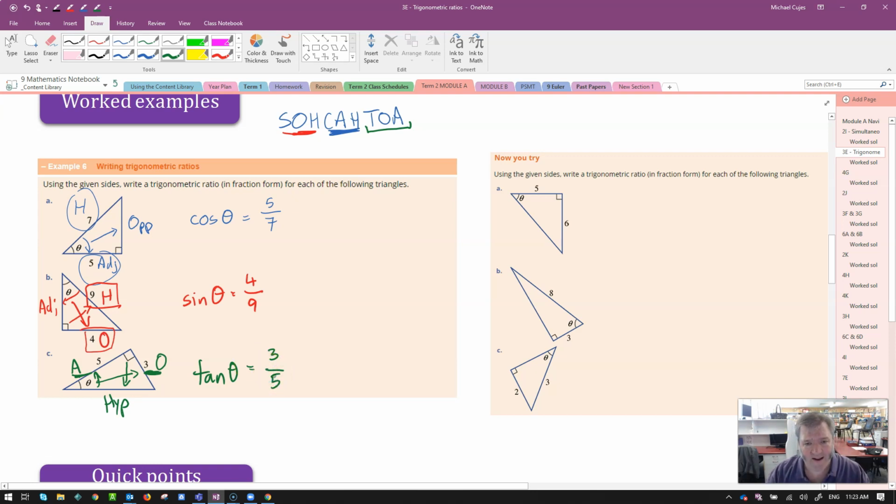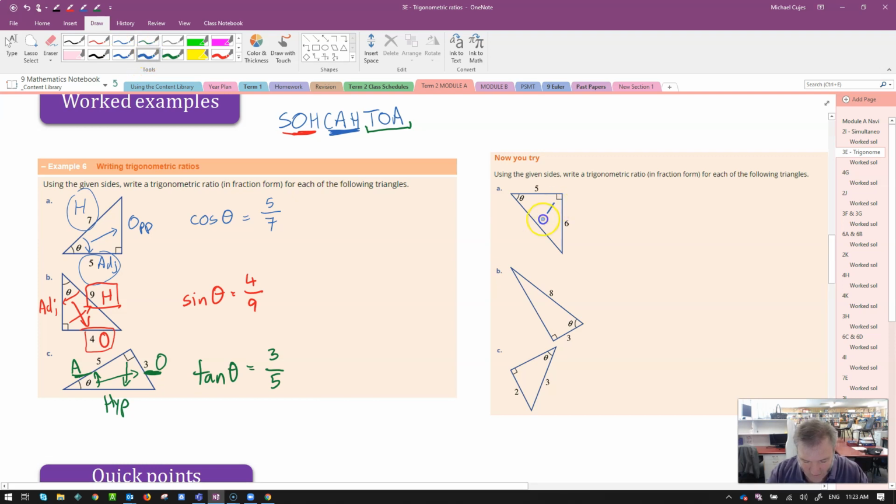And that's all we want to get out of these today. Being able to identify using SOHCAHTOA and labeling the triangle which ratio I need to use, and then being able to write the ratio. There are 3 over there for you to have a try at. If you want to pause the video now and give them a try, I'm going to come back with the answers as soon as you press play again. Alright, so hopefully you've done that. Let's have a look and see how you went.